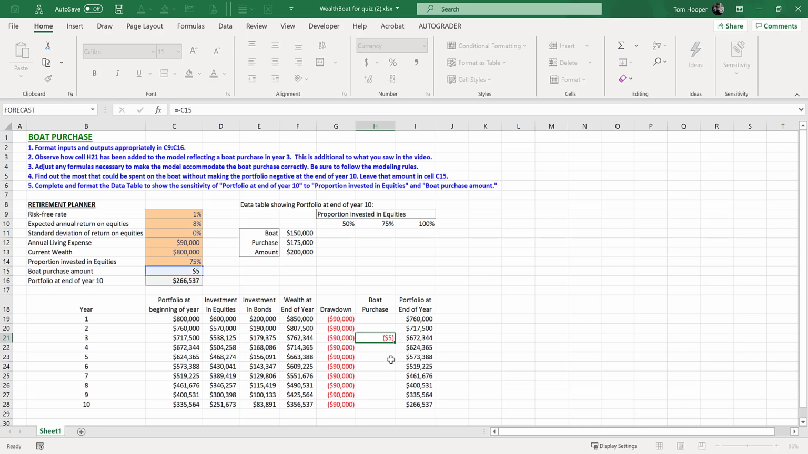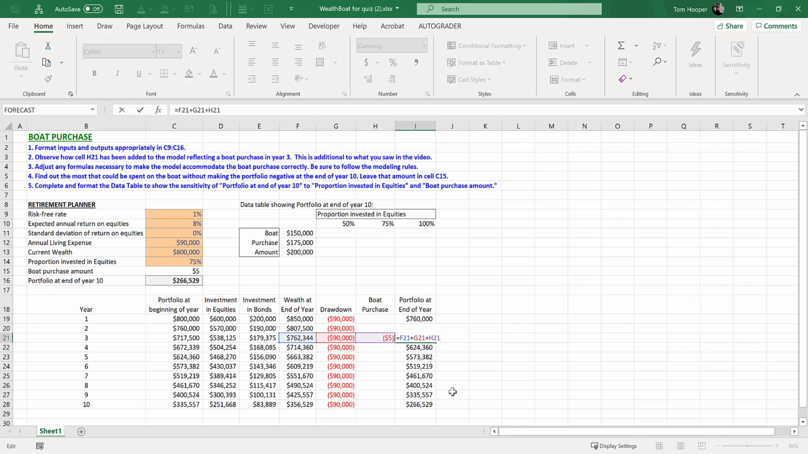Now, is it going anywhere? If I come over here and look at my portfolio at the end of the year, it's ignoring that $5. So even if I spent $5 billion on a boat, or 500 million, it's really not affecting my portfolio any. So I know I've got a problem here. So let's take it down to my $5 again. I know I'm going to need to adjust at least this cell.